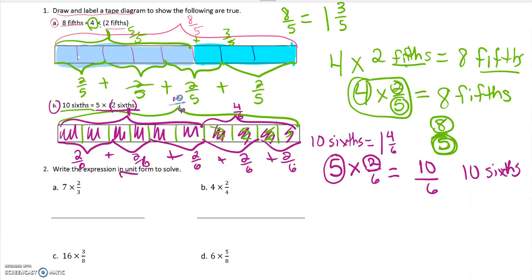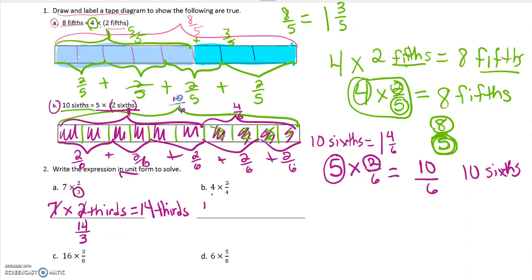Okay, we're going to write this expression in unit form and solve it. So I have 7 times 2, and here's my unit. That's the one we're going to turn into words. 7 times 2/3 equals, what is 7 times 2? 14 thirds. And in standard form, it would look like that.